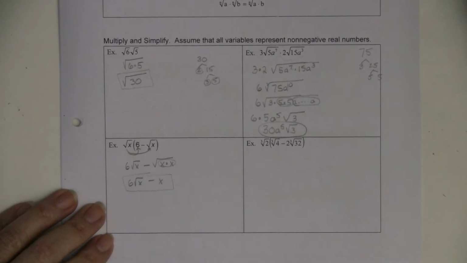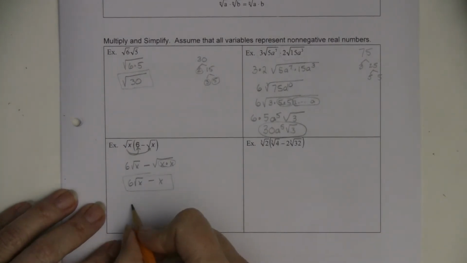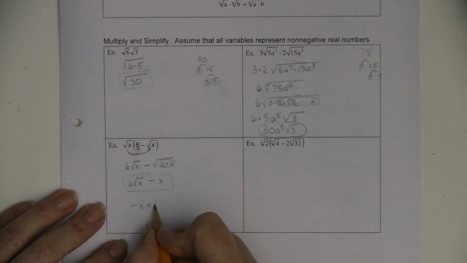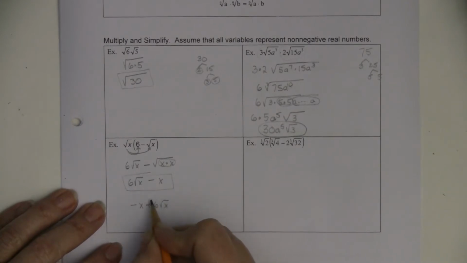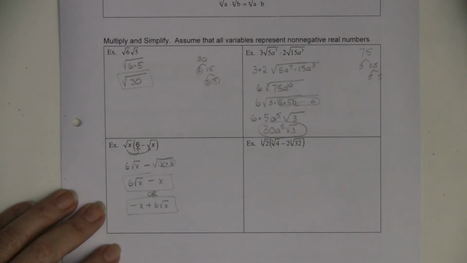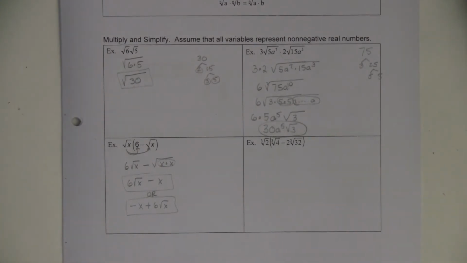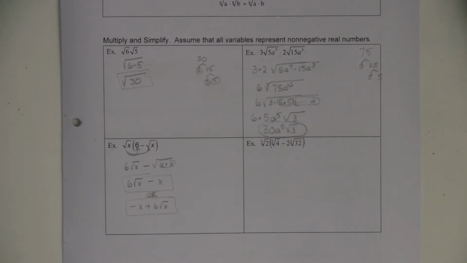In the back of the book, they might write their square root second. So they might write minus x plus 6 square roots of x like that. And that's also good. You can choose it. So we did a lovely job on that. And I didn't need absolute value because they said non-negative on the variables.